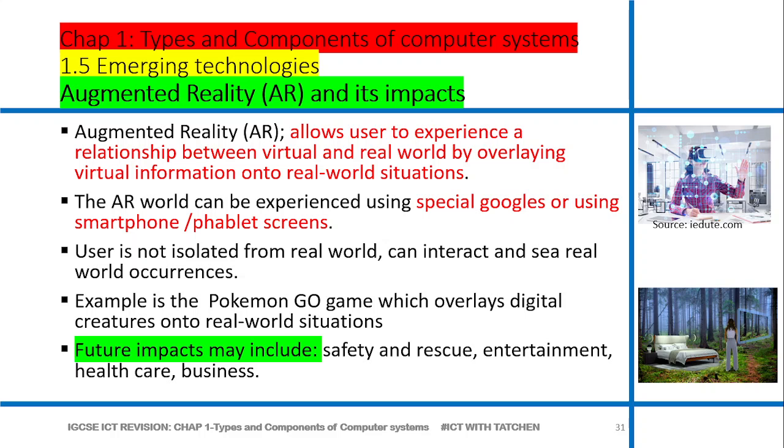Actually, you are not isolated from the real world. You can always interact and see real world occurrences. What it just does is give you two of these worlds by overlapping information. You see the real one and you see the virtual one. There was this common game we used to play, Pokemon Go. You can see a dinosaur, certain animals, the creatures, and they look so real to you. So that's just augmented reality.